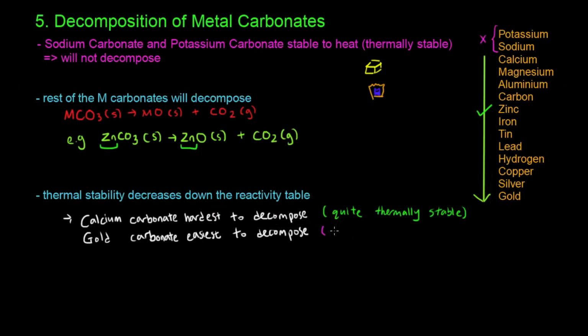It is not very thermally stable. It means the moment I expose, for example, gold carbonate to heat, it will just decompose to gold oxide, for example. Because thermal stability decreases down the group, down the group it's easier to decompose. Hopefully that makes sense. And that is all for the reactivity table.